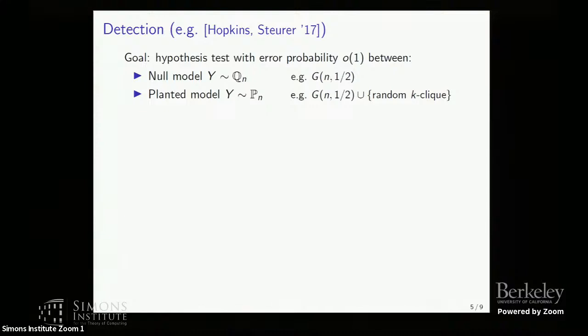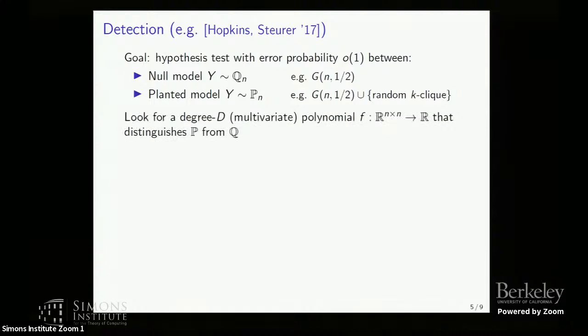Detection, remember, we want to hypothesis test between 2 possible distributions. I give you a graph, either it comes from a null model, which is just, say, a random graph, or it comes from a planted model, which would have a planted clique in it. And we want to ask ourselves, is there a low degree polynomial that can solve this problem? This means a polynomial that takes in the whole adjacency matrix and outputs just one number. And what does it mean to succeed? We want that number to hopefully be big if there is a planted clique and small if there's not.